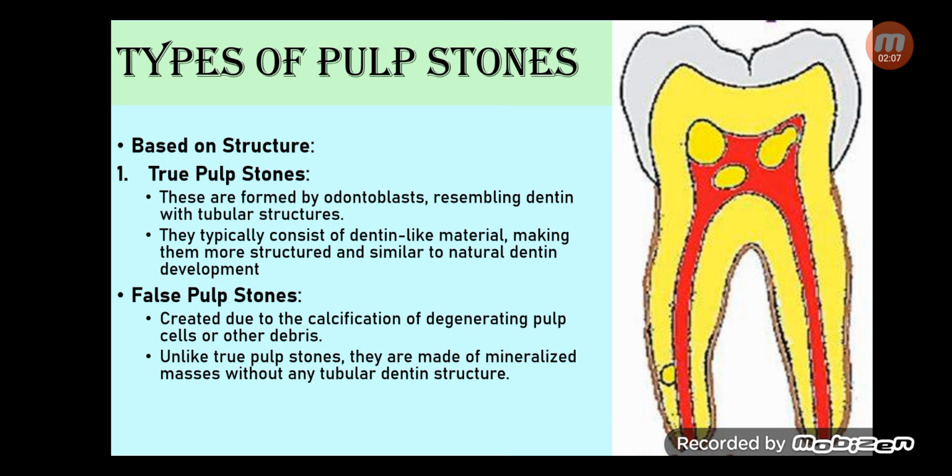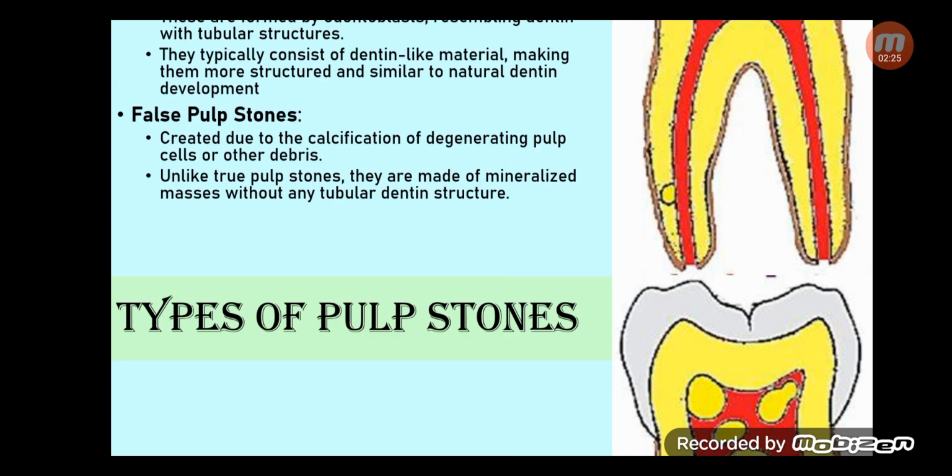Then we have the other type based on structure, that is false pulp stone. They are created due to calcification of regenerative pulp cells or other debris. Unlike true pulp stones, they are made of mineralized masses without any tubular dentine structures. And that's the reason they are called false pulp stone, because they do not resemble dentine.